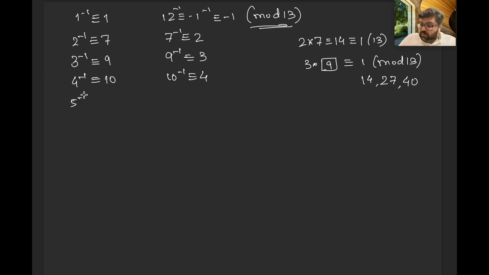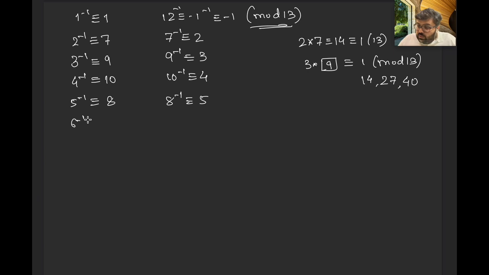Then 5 inverse. Again, 14 is not a multiple of 5, 27 is not a multiple of 5, but yes, 40 is a multiple of 5. 5 into 8 is 40. So 40 is also 1 modulo 13, 39 plus 1. So the inverse of 5 is 8, and the inverse of 8 is 5.